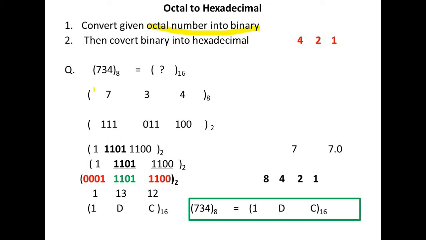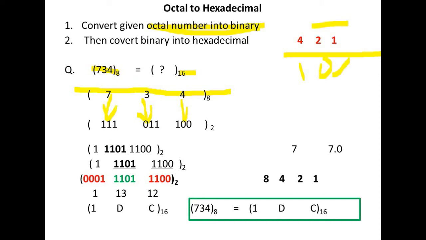So let us start the question. Here we have to convert 734, which is given in the octal system, into the hexadecimal system. As I have told you, first we have to convert this octal number into binary. So we find the binary equivalent of 7, then 3, and then 4, as we have discussed many times. So 7 is 111, 3 is 011, and for 4 only one digit is required, so 100. Now we have written the binary equivalent of the octal number.